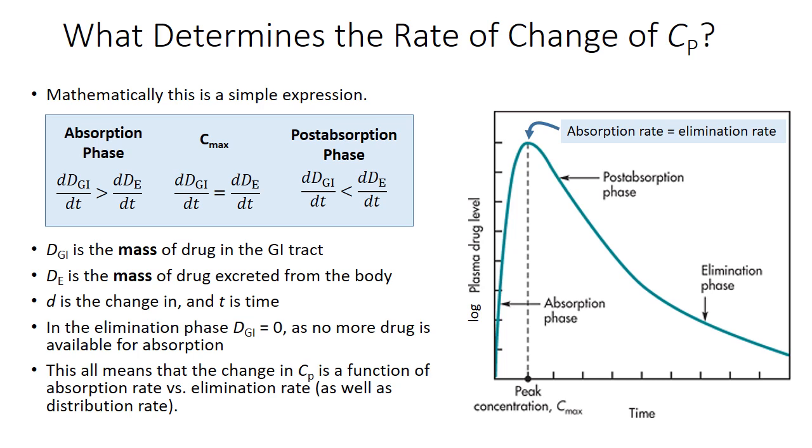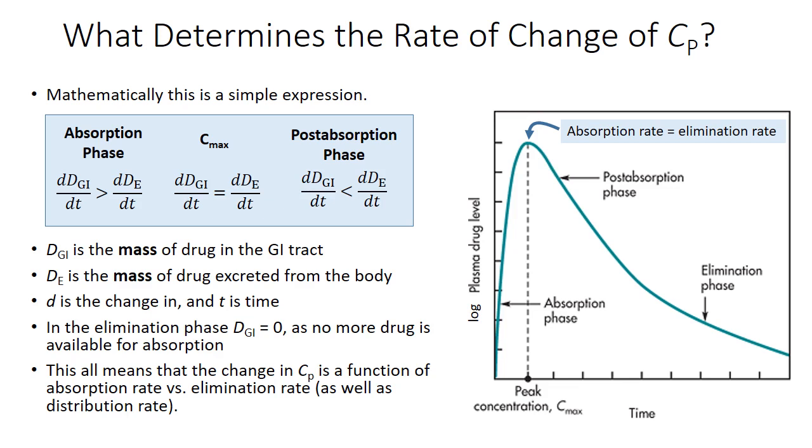The post-absorption phase means drug removal from the GI tract, which is again drug absorption, is slower than the drug elimination. Or you can look at it the opposite way: drug elimination is faster than absorption. So of course it should be going down, right? So that should make sense to you, hopefully.